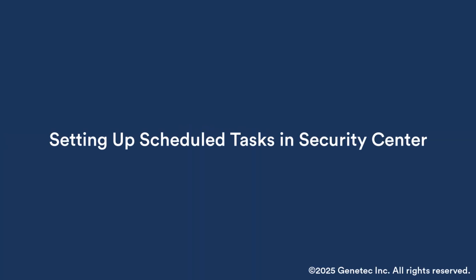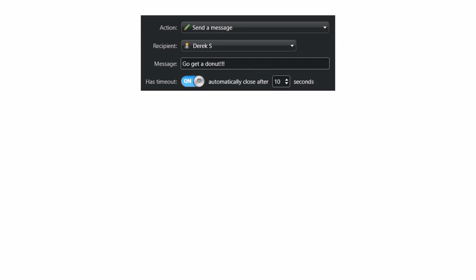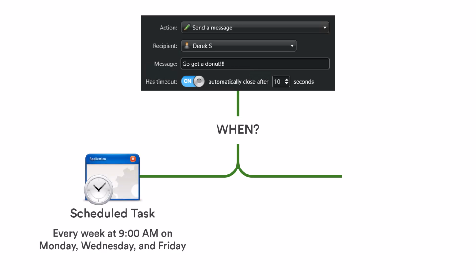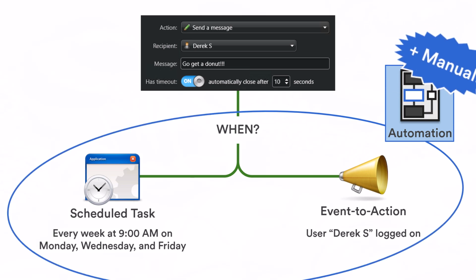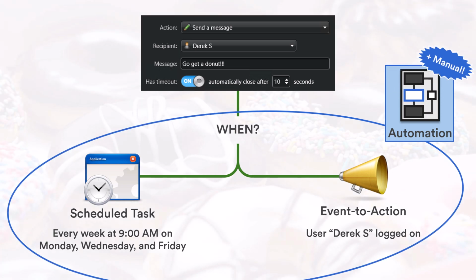Let's take a look at how to set up scheduled tasks in Security Center. A scheduled task can be used to execute a single action in Security Center. The difference between a scheduled task and an event to action is that a scheduled task can be done at specific times or intervals, whereas the event to action has to wait for something to happen in the system before the action is executed. An automation can be set up with either option or to be run manually, so it's a bit more flexible than the other two.